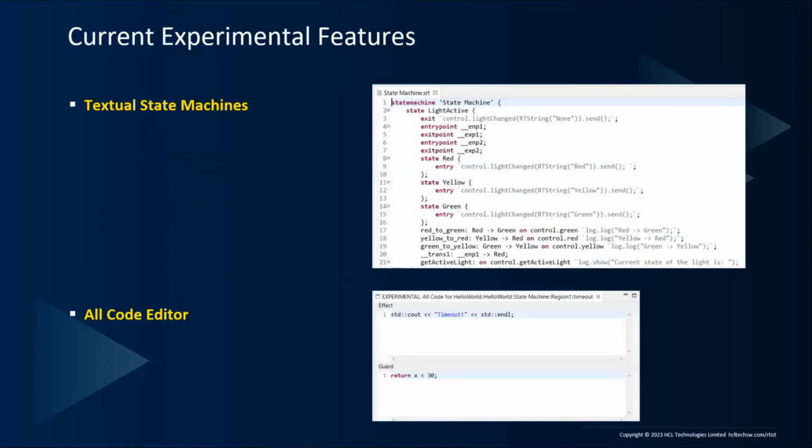So the experimental features in this release are the same that we had in the previous release. So it's the text-to-state machines and the new code editor. Even if the new code editor has been significantly improved, it's still experimental.